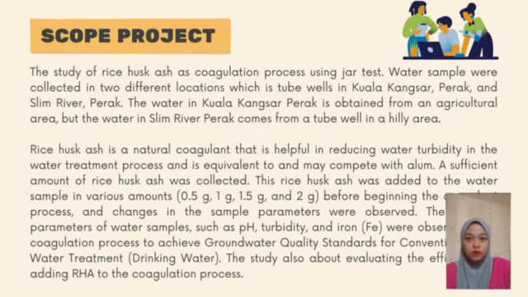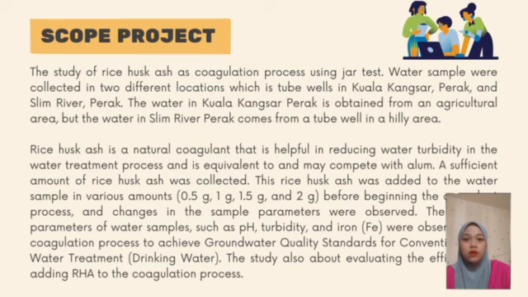For scope of project, the study of rice husk ash coagulant process using jar test. Water samples were collected in two different locations, which are tube wells in Kuala Kangsar, Perak and Slim River, Perak. The water in Kuala Kangsar, Perak is obtained from an agriculture area, but the water in Slim River, Perak comes from a tube well in a hilly area. Rice husk is a natural coagulant that is helpful in reducing water turbidity in the water treatment process and is equivalent to and may compete with alum.